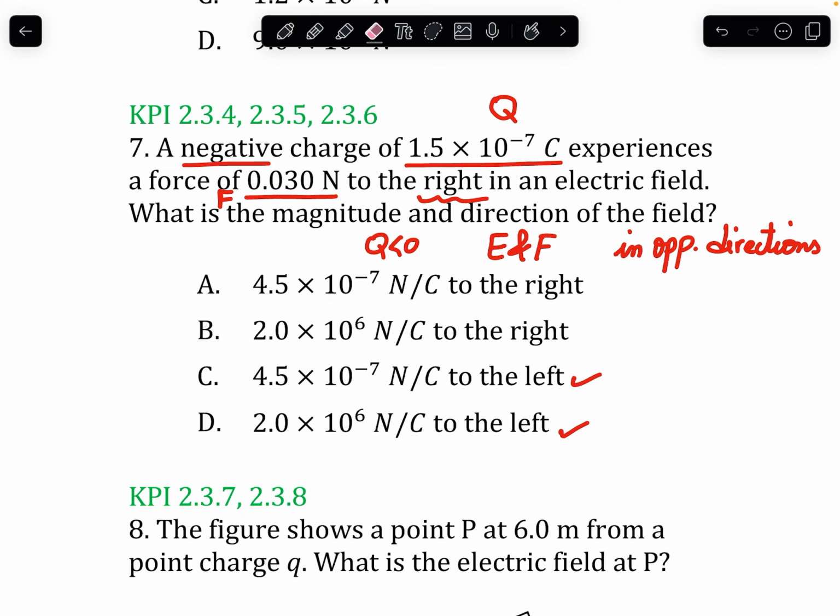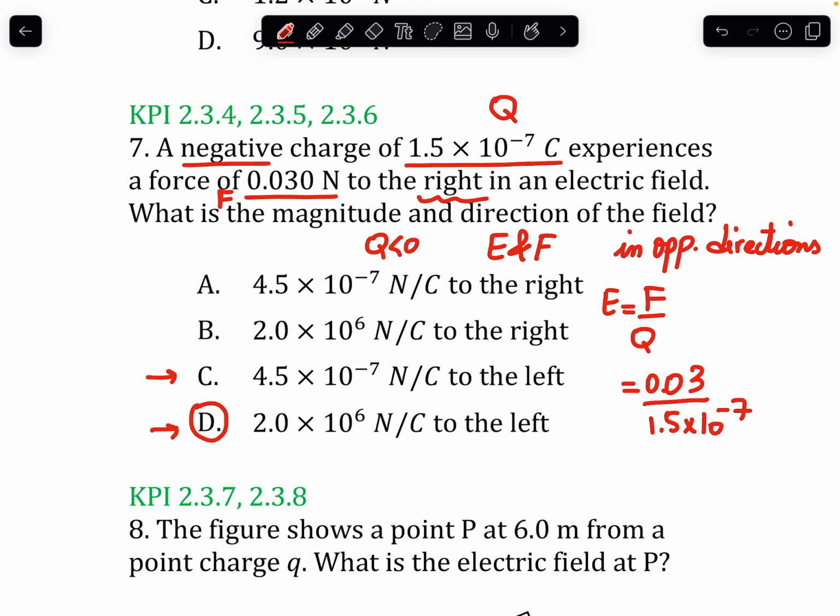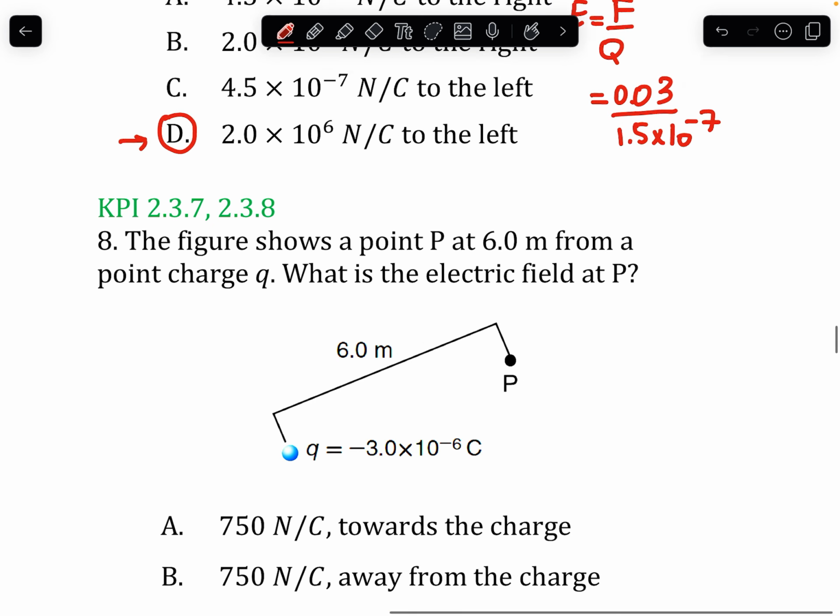So let's consider only these two. Now by computing, E equals F over Q, which is 0.03 over 1.5 times 10 to the power of negative 7. I'll have 2 times 10 to the power of 6 to the left.